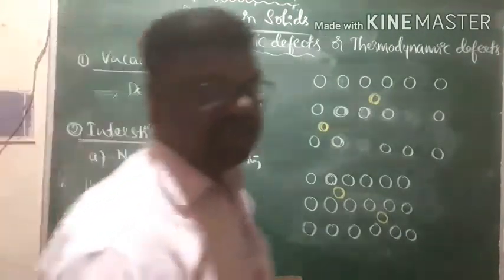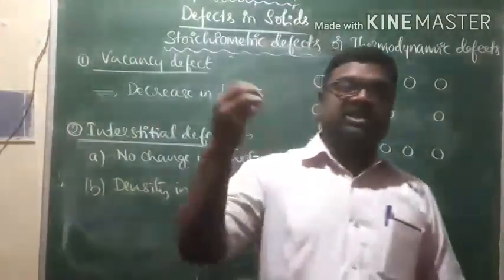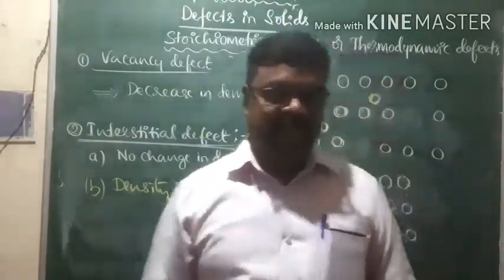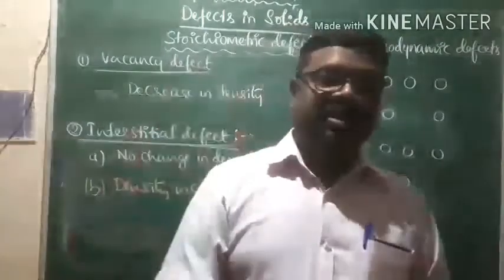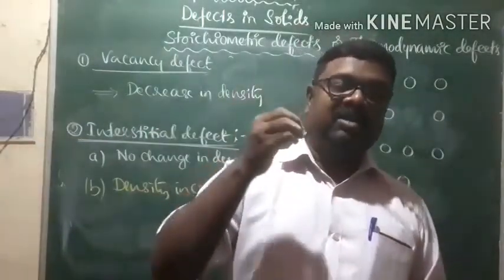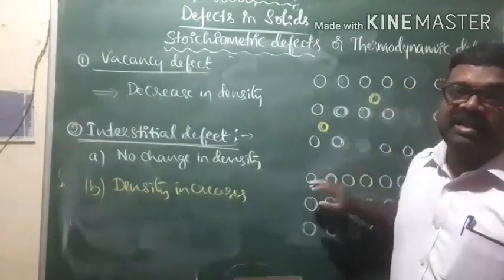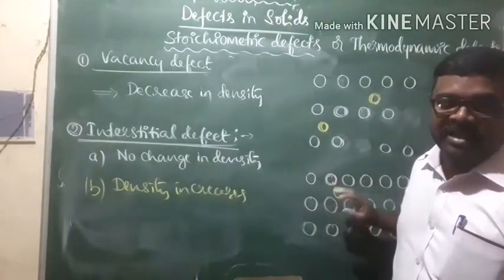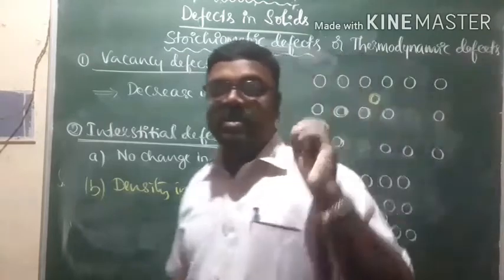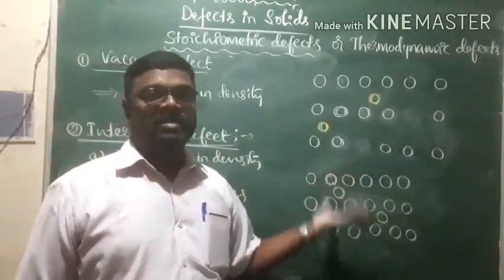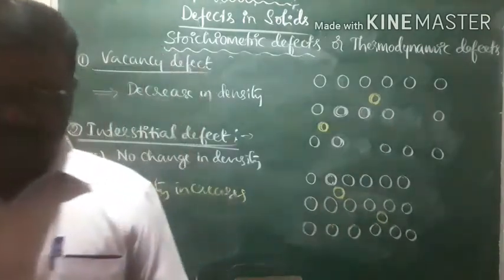So, interstitial defect is due to the dislocation of a particle from its actual site into the interstitial site, or it may be due to the presence of some extra particles at the interstitial sites of the given lattice, and that is called interstitial defect.